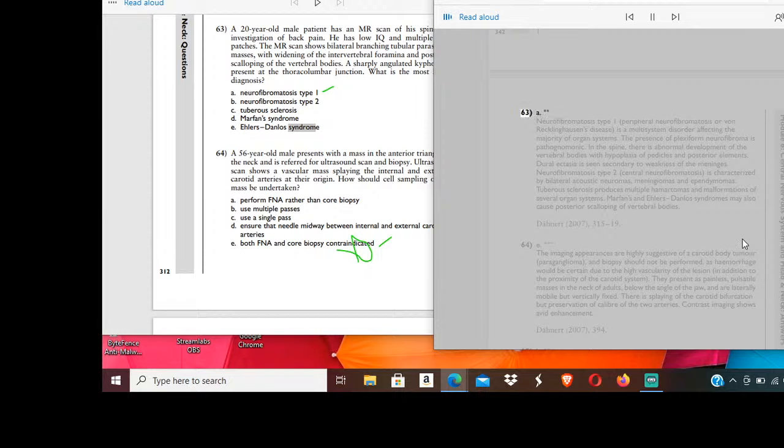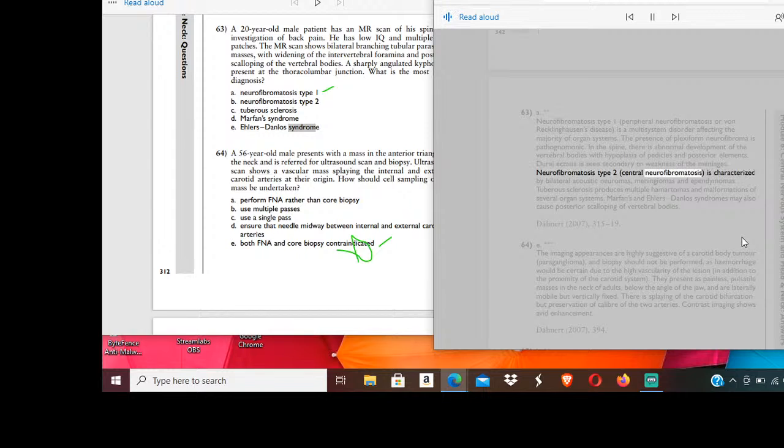Answer: A. Neurofibromatosis type 1, peripheral neurofibromatosis, or von Recklinghausen's disease, is a multisystem disorder affecting the majority of organ systems. The presence of plexiform neurofibroma is pathognomonic. In the spine, there is abnormal development of the vertebral bodies with hypoplasia of pedicles and posterior elements. Dural ectasia is seen secondary to weakness of the meninges.